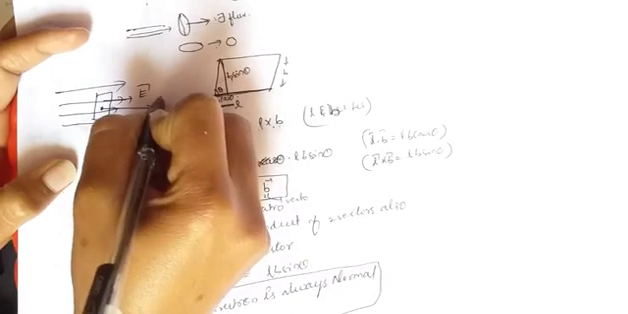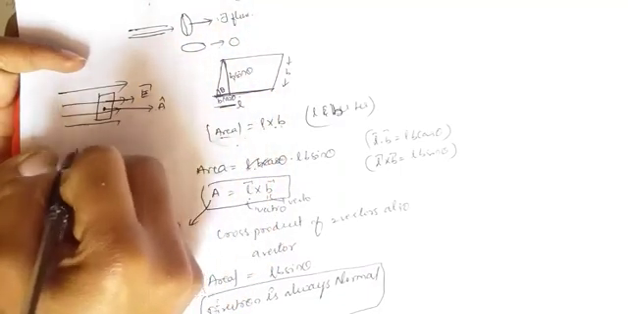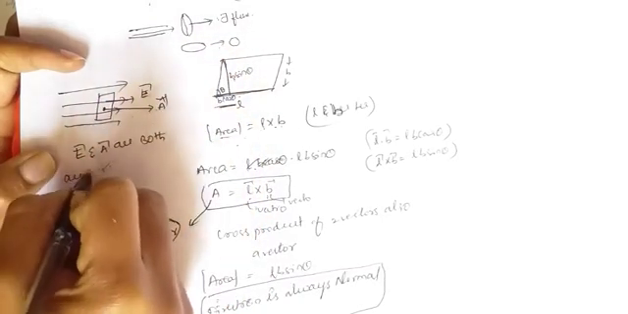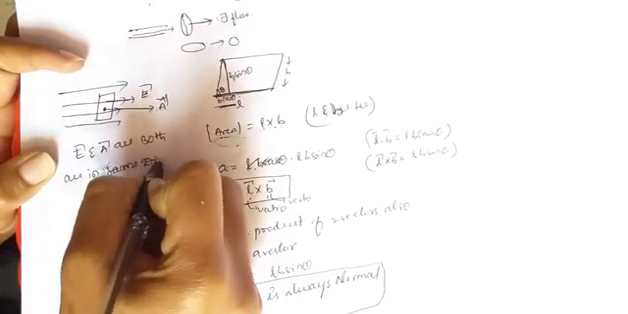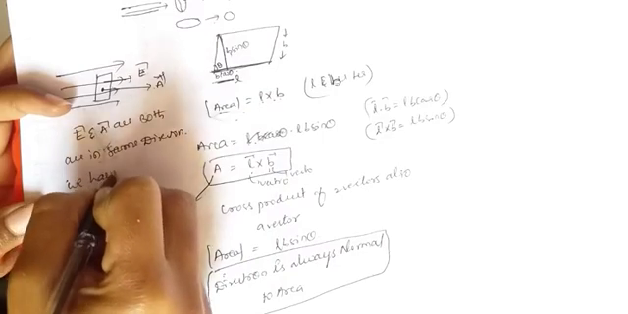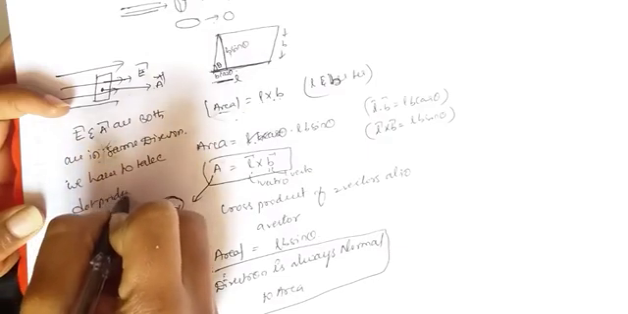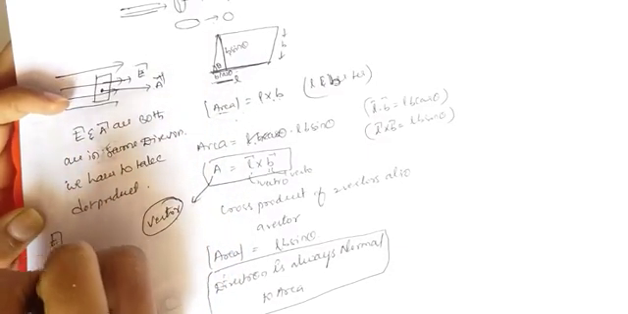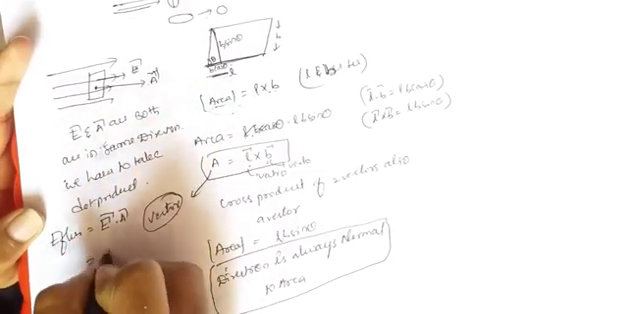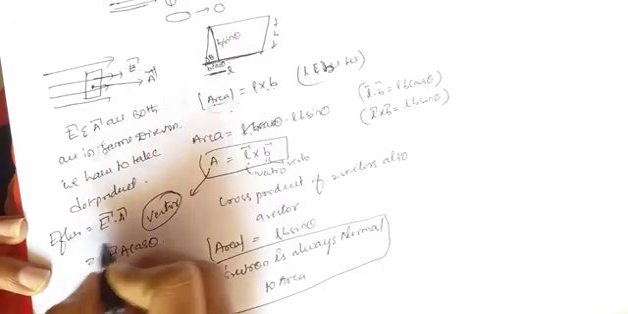So here the area vector. See here, E and A vectors are both in the same direction. If both are in the same direction, we have to take the dot product. That's why electric flux is E dot A, so that is E A cos theta.